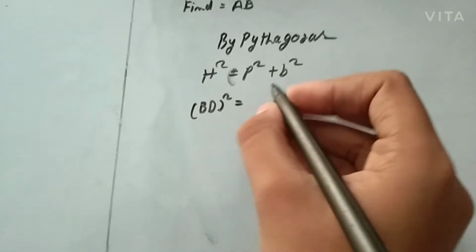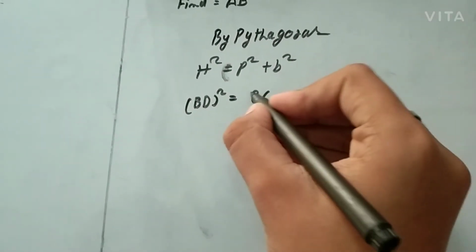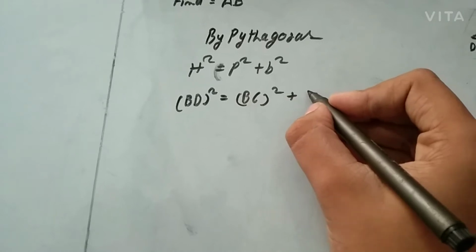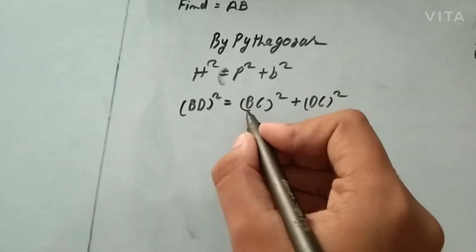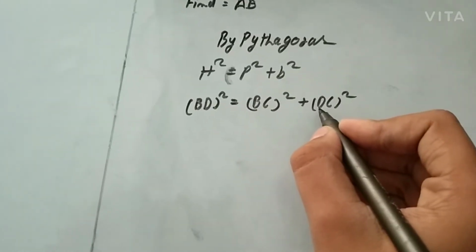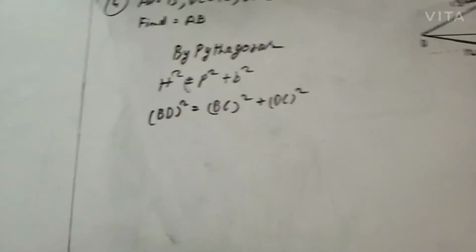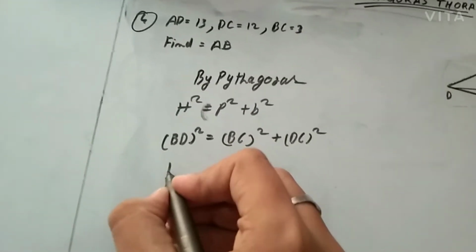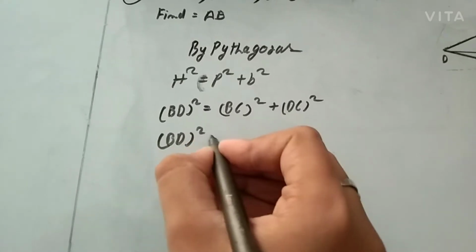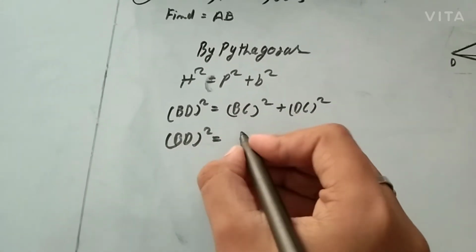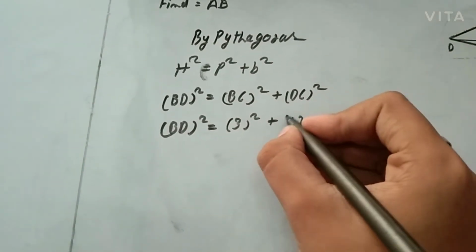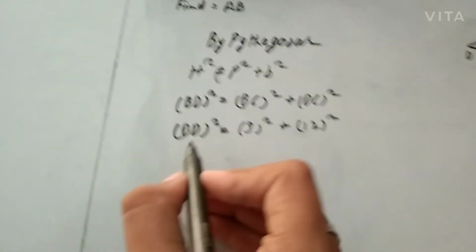So our H is BD square, our P is BC square, plus our B is DC square. So P equals BC square, B equals DC square, and H equals BD square. We don't have the H, the hypotenuse, so it will remain constant. So let us solve. BD square equals 3 square plus 12 square. So this is our equation.